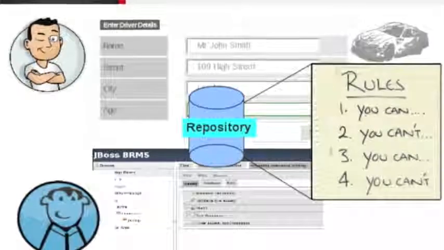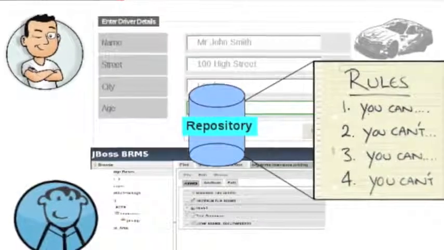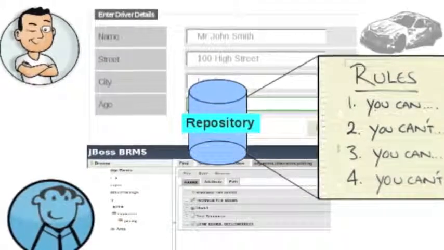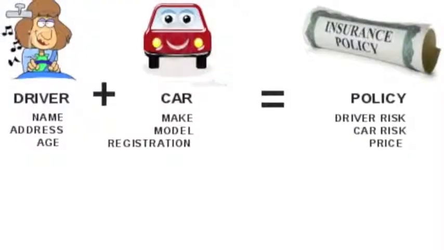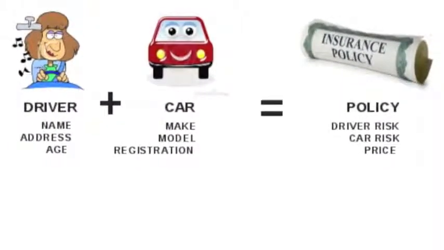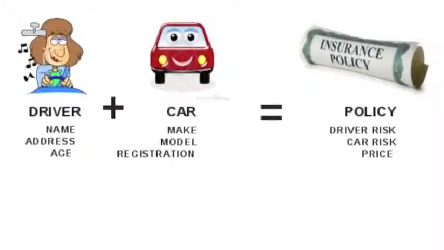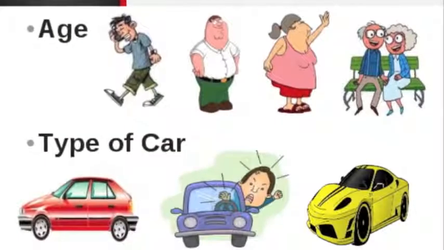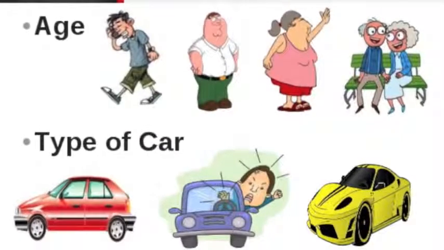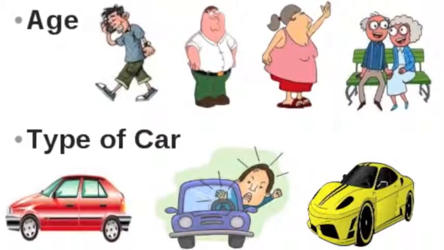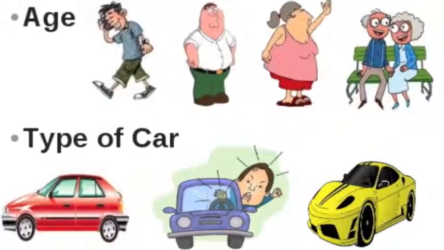The scenario we feature today is simply a rules repository, a user going in, entering their details and getting a price. The details we enter are pretty simple. We enter the driver's name, address and age, and then we ask for details around the car: make, model and registration. We simply make a decision based upon the age of the driver and the type of car he's driving, and these are the two factors that control the price.